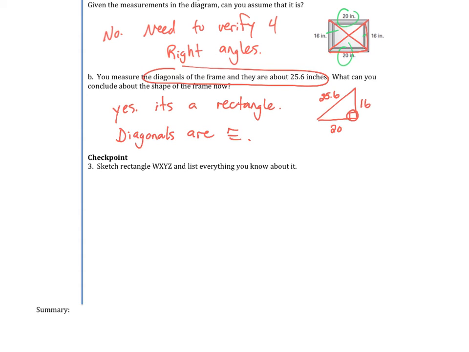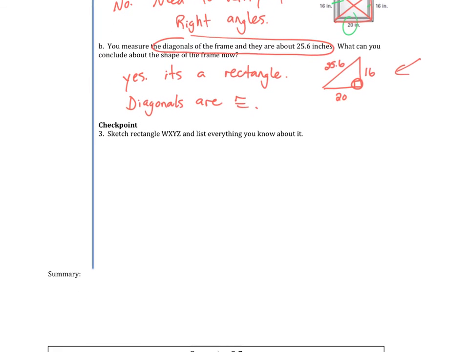So what I thought of doing is doing Pythagorean theorem to make sure it's a right angle, but we don't have to because they tell us the diagonals are congruent. So this way is quicker. And lastly, sketch rectangle WXYZ and list everything you know about it. So let's sketch a rectangle that has four right angles and the opposite sides are congruent.